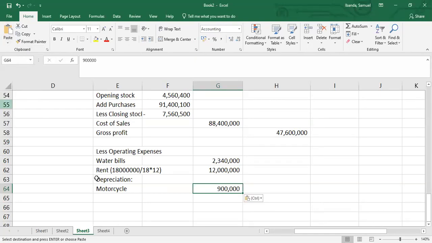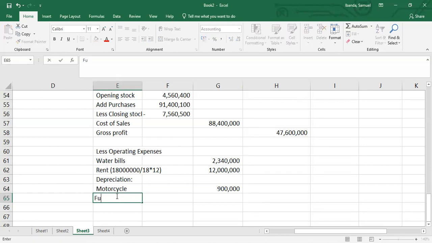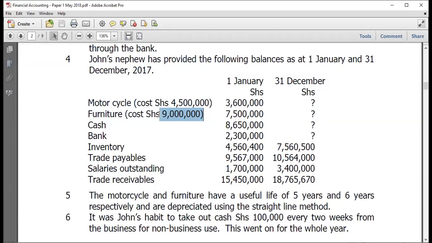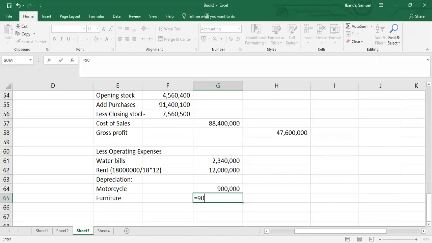Then I'll do it for furniture as well. For furniture, as you can see, the cost is 9 million. So basically what I'm going to do is 9 million divided by 6, because it's also the straight line method. 9 million divided by 6.